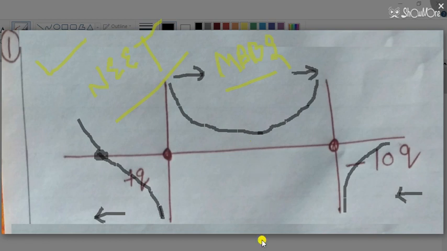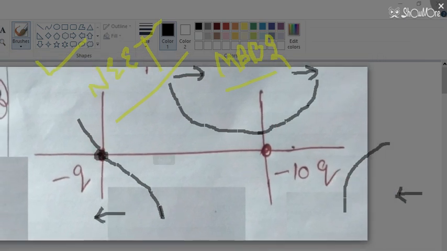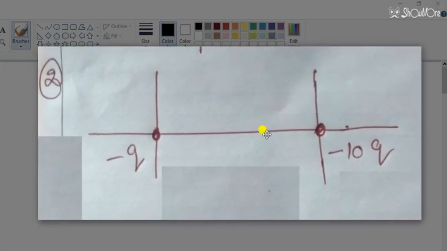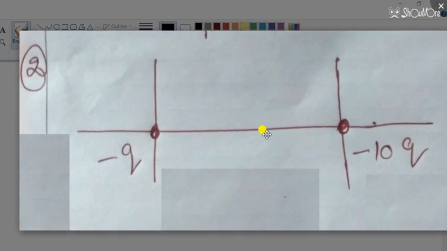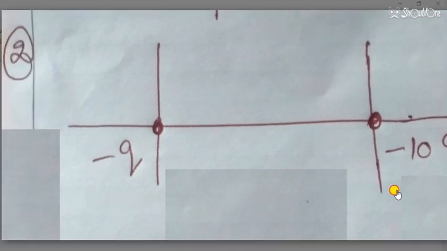Now I am moving to question number second. You can take the screenshot of this one. So this is the question number second. And here both charges are negative. I have told you already earlier, you can note down.